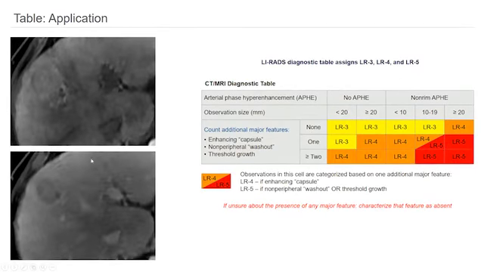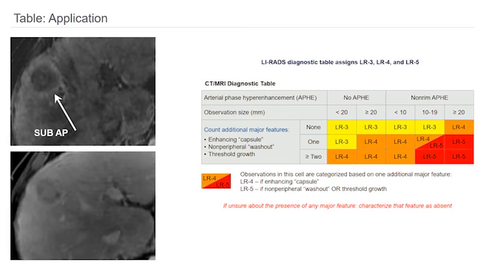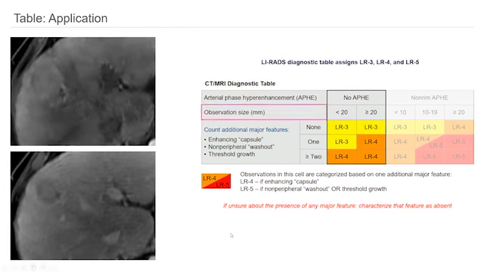Let's take a look at another case. Again, arterial phase and portal venous phase images on MRI. The first thing we're going to look at is whether or not there's arterial phase hyperenhancement. On this image, it looks like there's no hyperenhancement, but we can confirm that with subtraction. So we can confirm that there is no arterial phase hyperenhancement, which means we're going to select the left side of the table. The next thing we're going to do is look at the observation size, and in this case, this is a 27 millimeter observation, which means we're going to select the second column from our left.